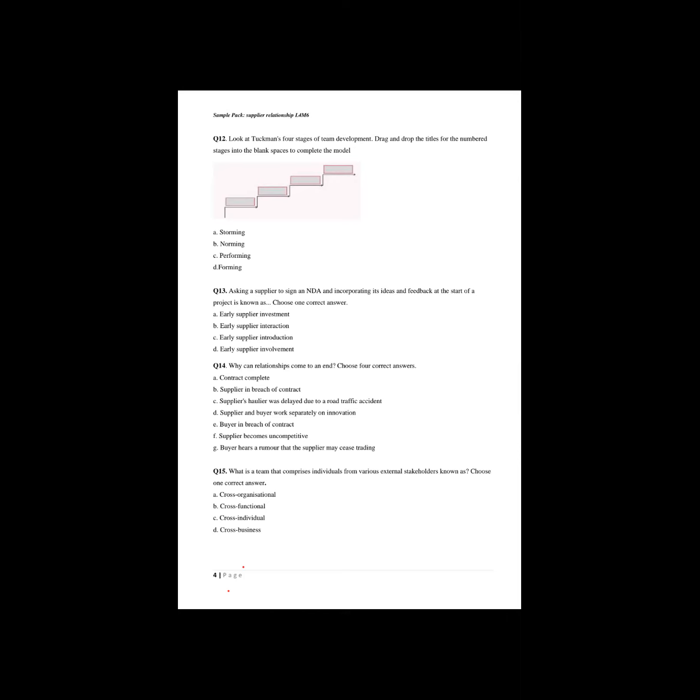Cross-functional is usually within the organization, like marketing. But this is external. Here you have external stakeholders. The supplier can also be involved. So it's cross-organizational. Okay, thank you.